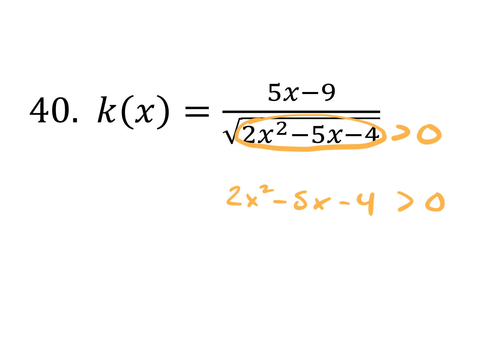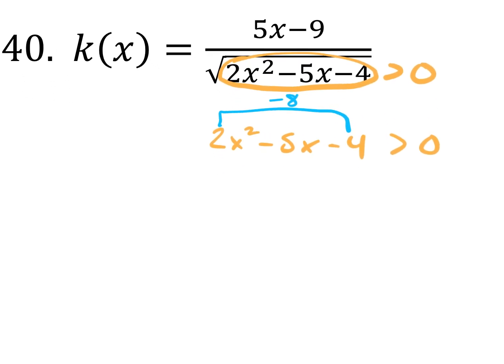Now we have to solve, so let's see if we can factor this. How would we factor? First times last. So we get negative 8. Do we have two factors of negative 8 that add to negative 5? No. So what do we have to do? Quadratic formula.